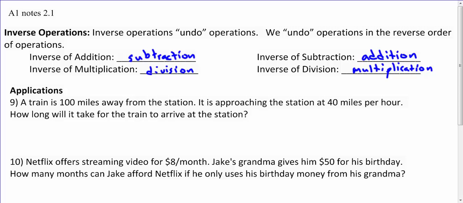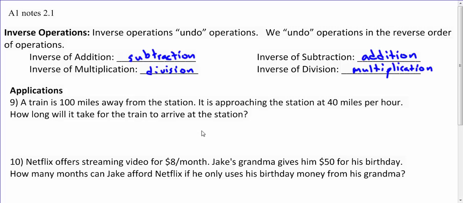The last two problems we're going to look at are some application problems. This is why we do math. Alright, there's no reason to do math if it doesn't apply to the real world, so that's what we're going to do. A train is 100 miles away from the station. It's approaching the station at 40 miles per hour. How long will it take for the train to arrive at the station?